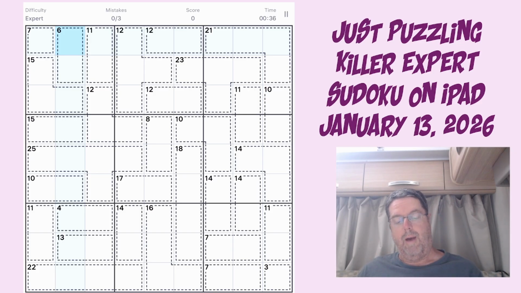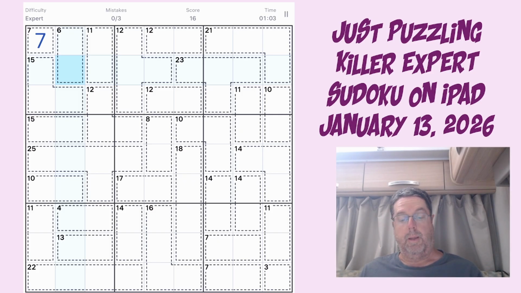Now what we have is these cages, which is the dotted line with a number in the top left hand corner. So this is a single number cage that's got the 7, so that's going to be a 7. This one here is a double cage, which is 6, so it can be 2 and 4 or 5 and 1, and it's up to us to figure out which is which.